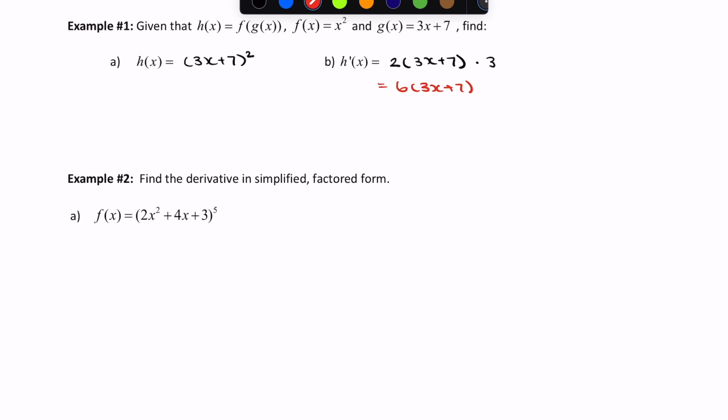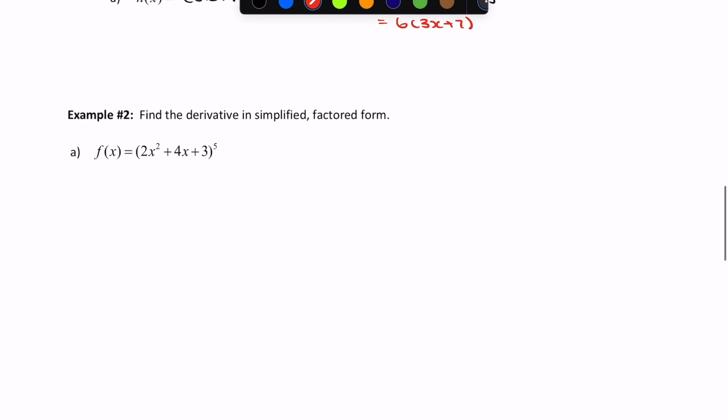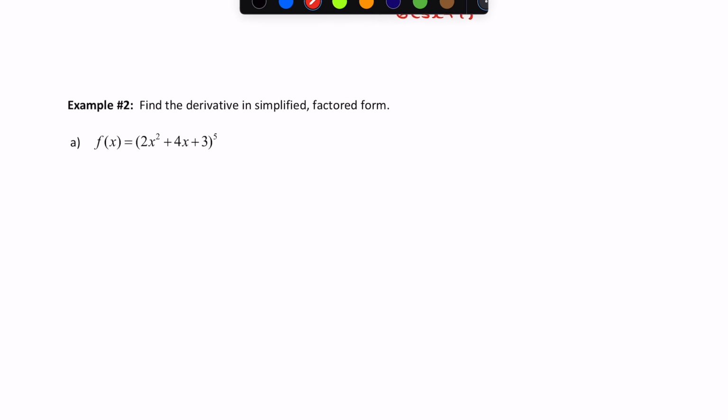So let's look at example 2 here. Let's find the derivative in simplified factored form. So f of x is equal to (2x² + 4x + 3)⁵. Again here, f prime of x, derivative of the outside: 5(2x² + 4x + 3) to the power of n minus 1, which would be 4 here, times the derivative of the inside, which would be 4x + 4.